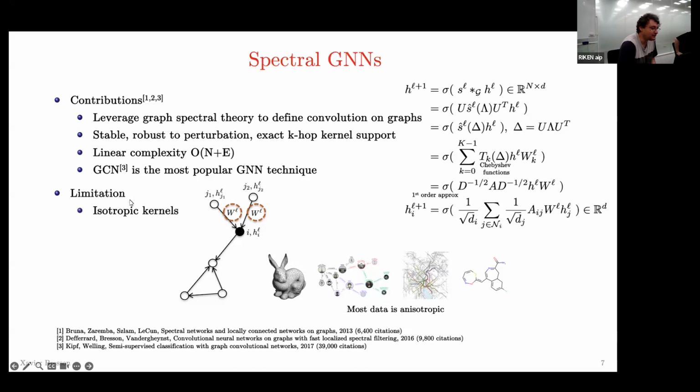So there is still a limitation. When you do spectral operators, the filters you are going to learn are isotropic. In any direction you look, they are going to have the same value. This can be an issue because sometimes the neighbors have nothing to do with each other, and you want to differentiate this. Actually, I would claim that most data in the world is anisotropic. If you look at a transportation map, a molecular graph, a knowledge graph, everything is anisotropic. Depending on the direction, you're going to have different kinds of information.